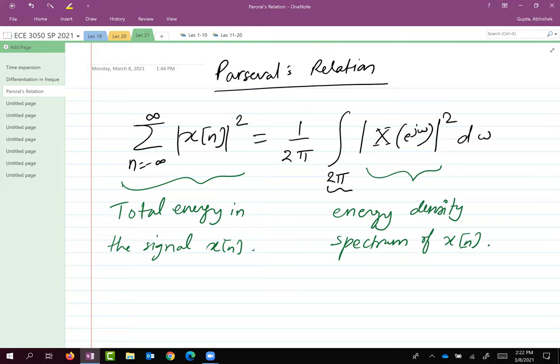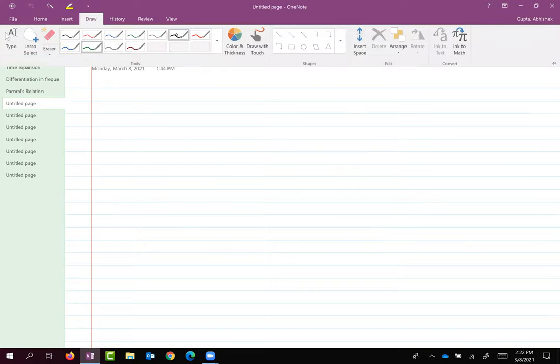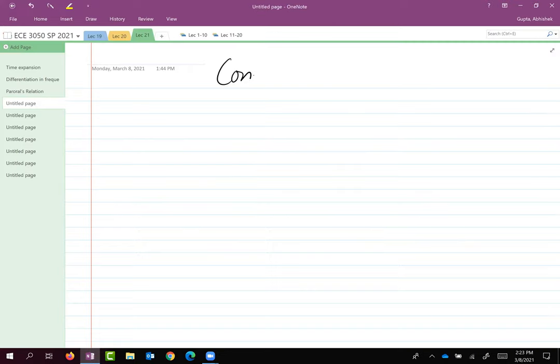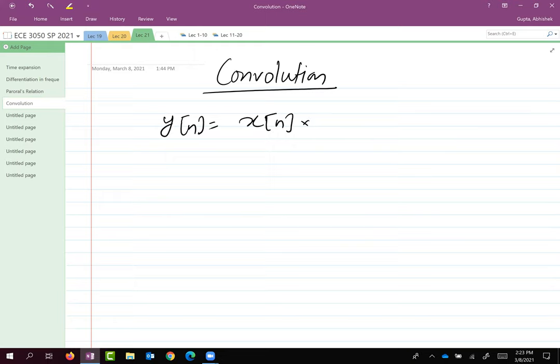So total energy is integral of energy density. Let's move on to the next property, which is the famous convolution property. So I have y of n is equal to x of n convolution h of n.